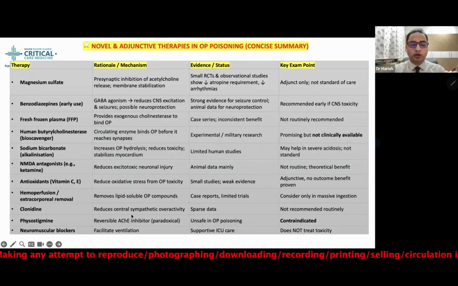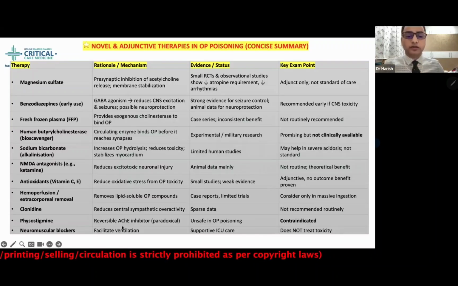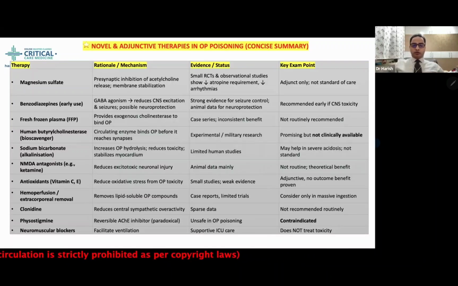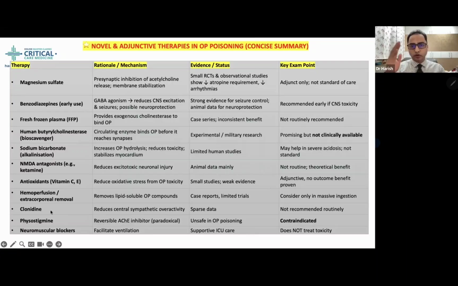Clonidine they tried, as it reduces central sympathetic overactivity. Data is very sparse, not recommended routinely. Physostigmine is a reversible acetylcholinesterase inhibitor. That is paradoxical, unsafe in OP poisoning, it is contraindicated. Okay. Even though people try to use it in atropine-induced agitation, it has a very, very limited role because it may cause severe adverse effects. Neuromuscular blockers facilitate ventilation, supportive ICU care, but do not treat the toxicity.